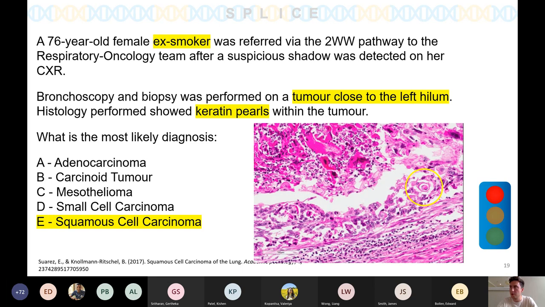Another one that often comes up is signet ring cells, which is very common in gastric cancer. So that's another way that they might test you. And then finally, I've got a third question, which shows another way that they might try and test you in terms of cancer medicine.